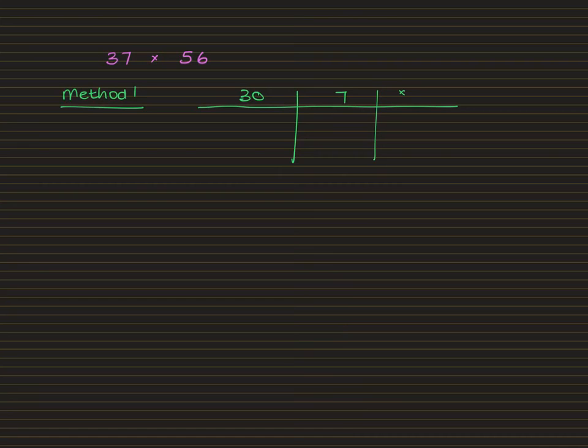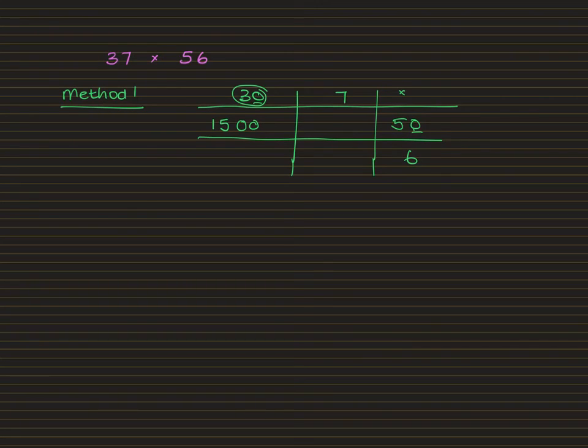So let's look at 37 times 56. So that just looks a little bit harder. There's no nice 1s, 2s or 5s to multiply by. So if we were to do it with method 1, I can break that 37 up into 30 and 7, and the 56 can be broken up into 50 and 6. So let's multiply. 30 times 50, 3 5s are 15, and I've got 2 zeros.